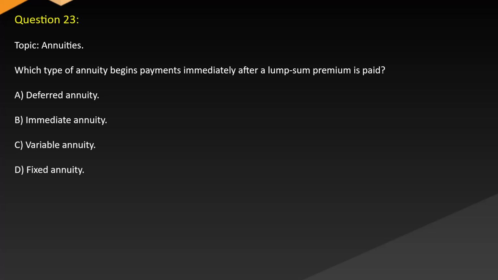Question 23. Topic: Annuities. Which type of annuity begins payments immediately after a lump sum premium is paid? A. Deferred annuity. B. Immediate annuity. C. Variable annuity. D. Fixed annuity.